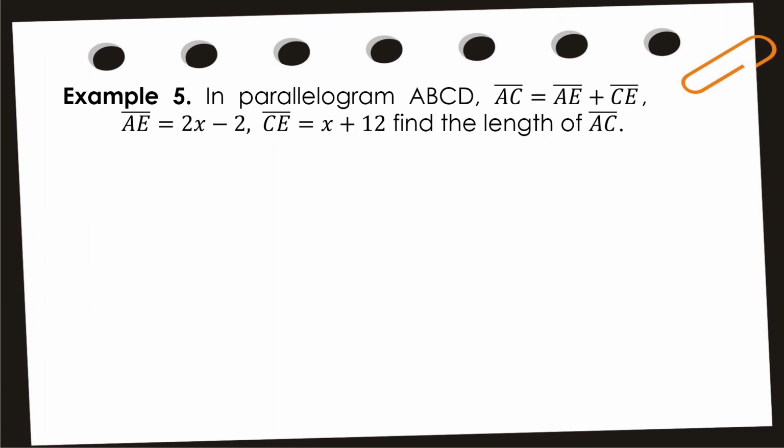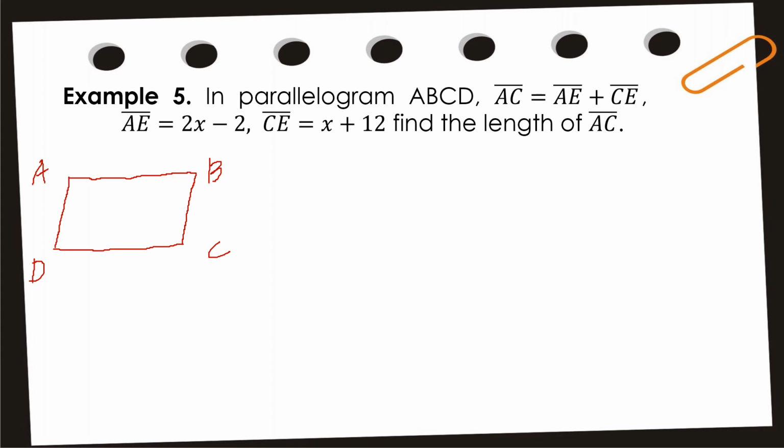Example number 5. In a parallelogram ABCD, AC is equal to AE plus CE. AE is equal to 2x minus 2, and CE is equal to x plus 12. Find the length of AC. First, let us illustrate parallelogram ABCD. So let's say this is parallelogram ABCD.